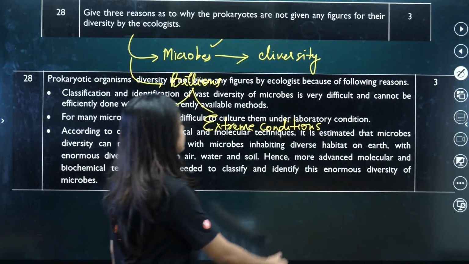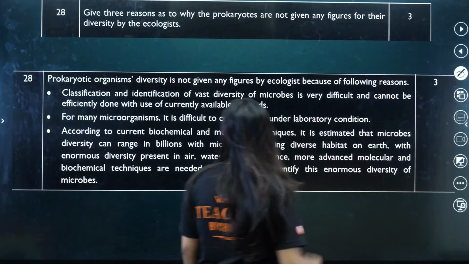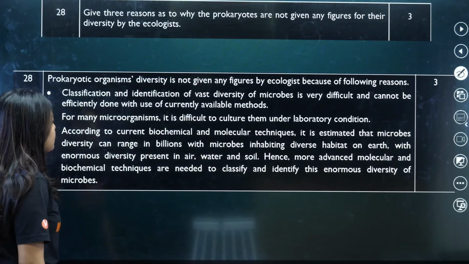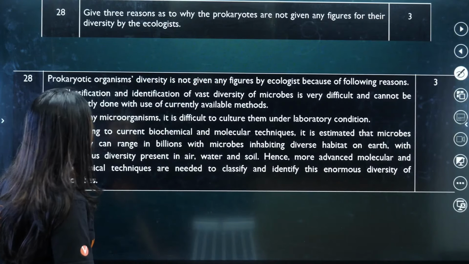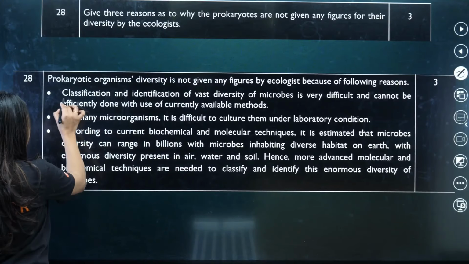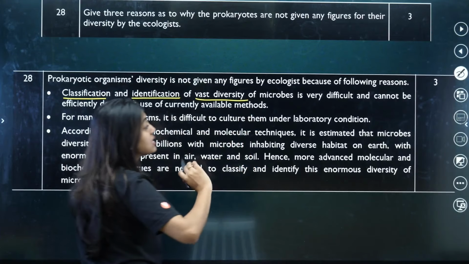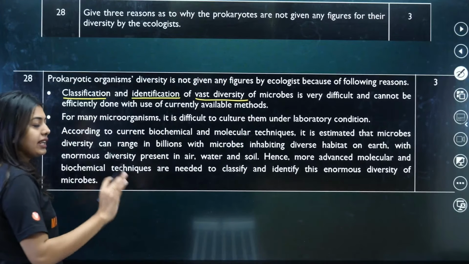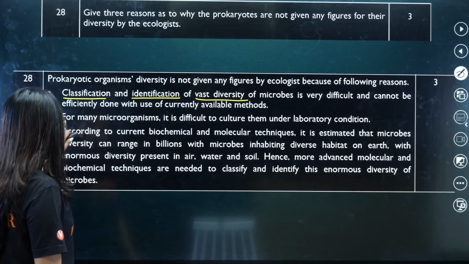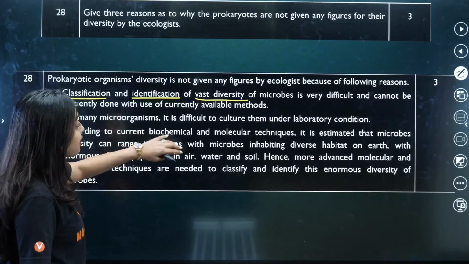Let's also see the answers. Okay, look here. Prokaryotic organisms' diversity is not given any figures by the ecologists because of the following reasons. First one, classification and identification of the vast diversity of microbes is very difficult and cannot be efficiently done using whatever is available to us. For many microorganisms, it is difficult to culture them.